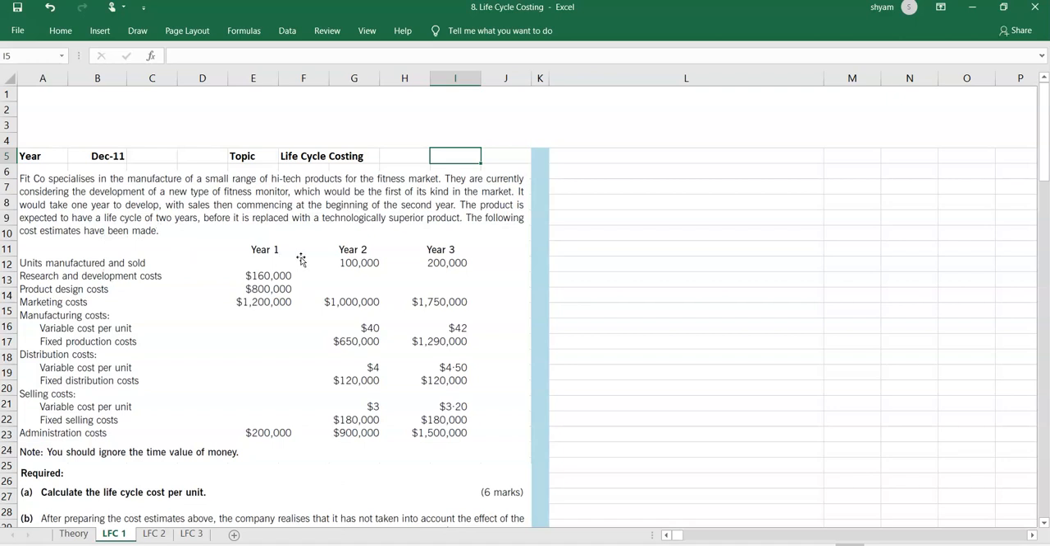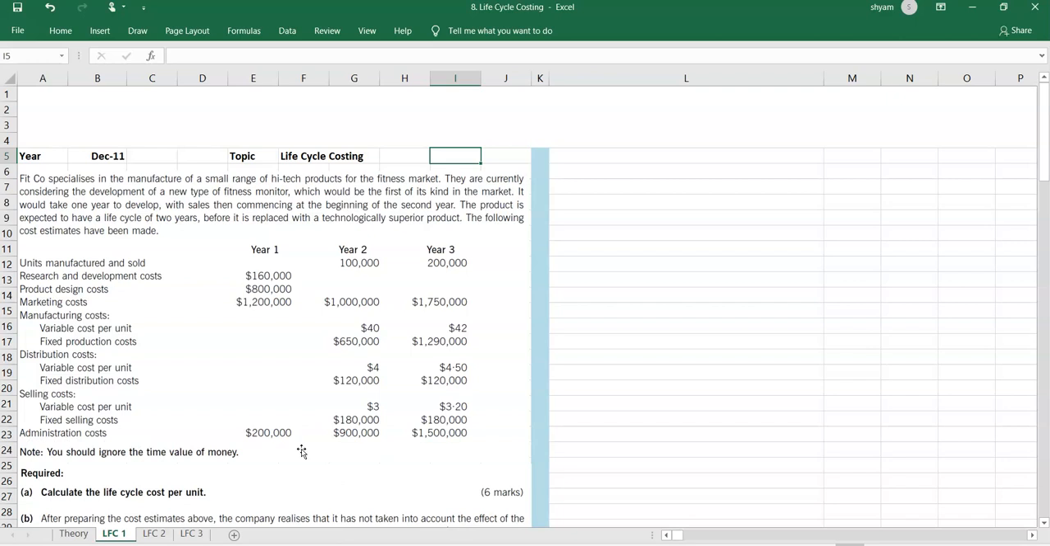So these are the items here. You have year 1 item, year 2, and year 3. So 3 years are there. And units manufactured and sold, R&D cost, product design cost, marketing cost, manufacturing cost, and it has two elements here. One is variable and the other one is production and the fixed cost. We have already seen this in the basics of cost classification. Then we have distribution cost, variable and fixed, selling cost, again variable and fixed, and finally administration cost. I think this is fixed. So we have all these costs here.